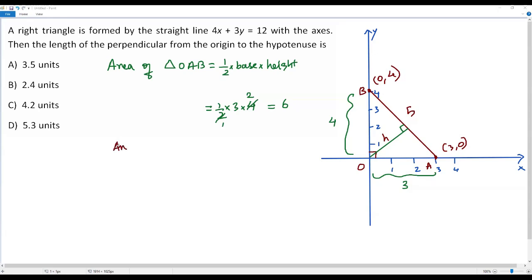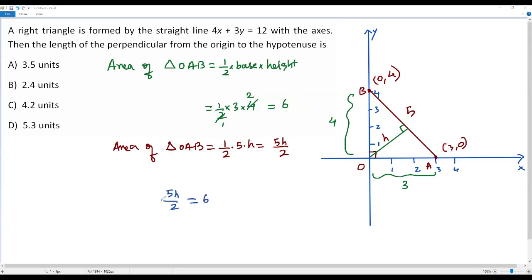Let me do it. So area of triangle OAB equals, again, the same formula, 1/2 times base. So here the base is 5 and the height is h. Then we get 1 times 5 times h, which can be written as 5h over 2. Okay, this 6 is the area of this triangle OAB, and this 5h over 2 is also the area of the same triangle OAB. Since both 5h over 2 and 6 represent the area of the same triangle OAB, we can equate them. So then I am getting 5h over 2 equals 6.